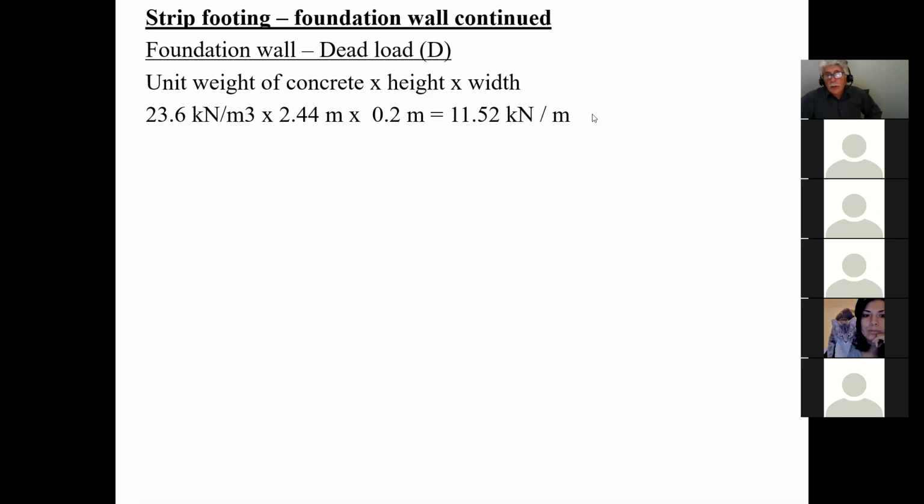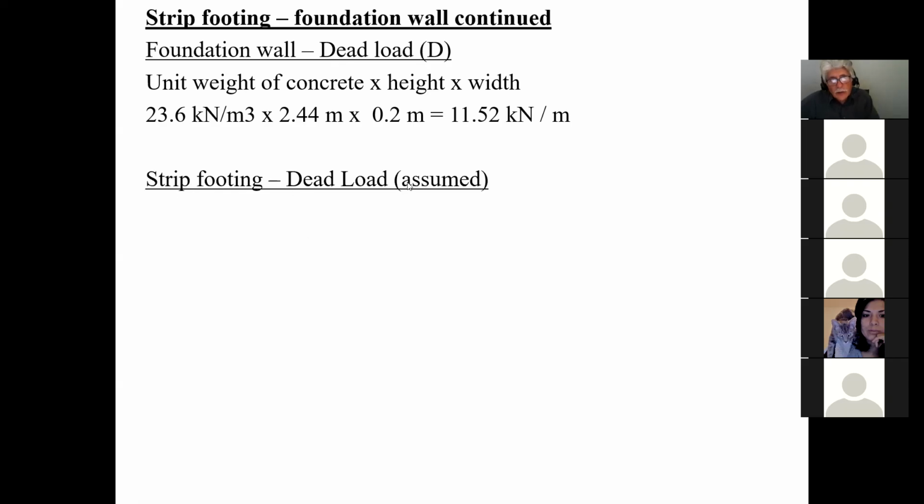So now I'm going to get a uniformly distributed load. In other words, the load that's acting along the footing for the wall. Now, the next thing I have to assume is the footing itself. In other words, the footing is going to add a weight. And then once I check the size, I can also come back and see if my assumption is correct. So I'm going to put something reasonable.